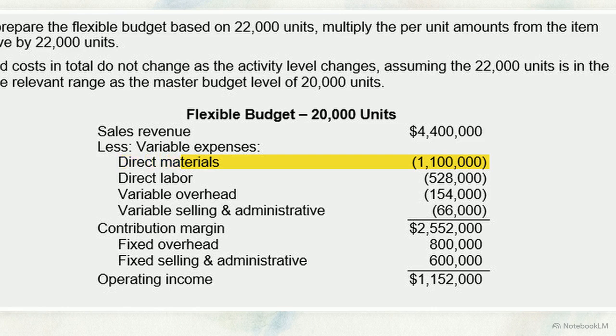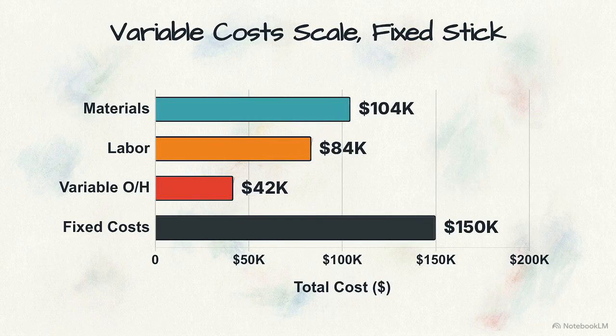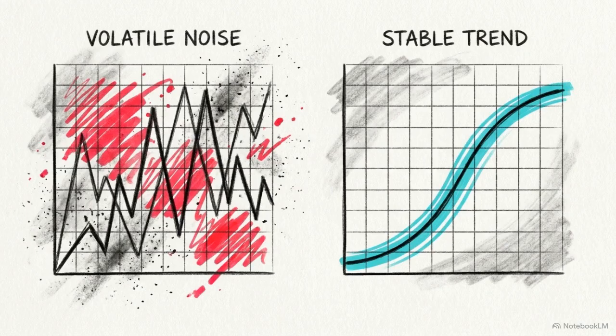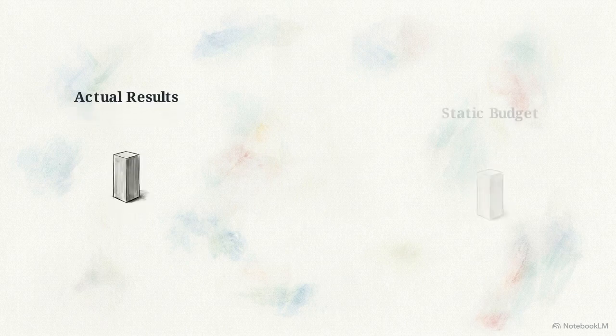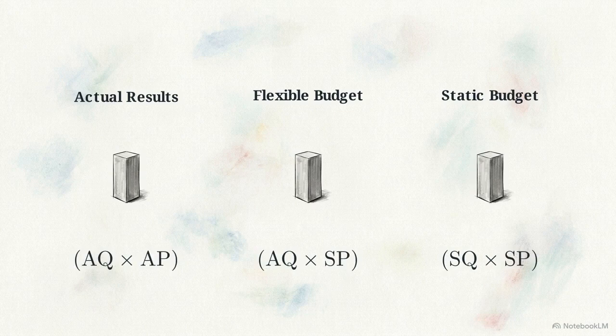However, a critical rule of cost behavior applies here. While the variable costs scale with the actual quantity, the total fixed costs remain completely static. By matching the actual output volume, the flexible budget removes the noise of demand fluctuations, creating a direct comparison for operational performance. With the flexible budget in place, our single static variance mathematically fractures into two distinct actionable components.